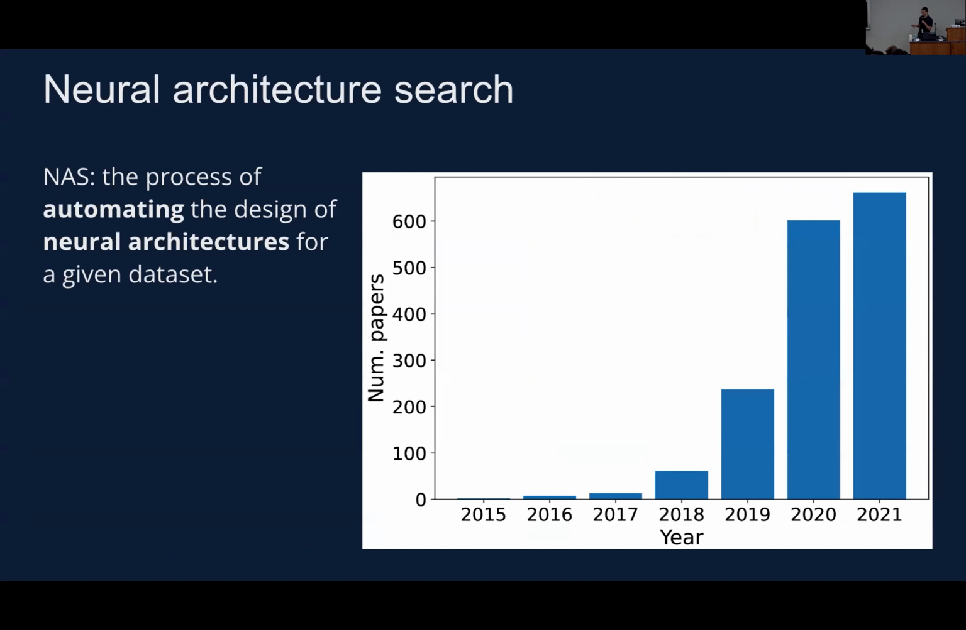The algorithms that find these architectures are algorithms for neural architecture search. This is the process of automating the design of neural architectures for a given data set. And this field has seen quite a lot of attention over the last few years. Specifically, in the last 2 years, there have been more than 1,000 papers in this area. So quite a lot of activity, and it's a great time to be in this field of research.